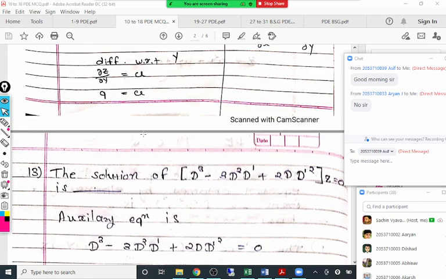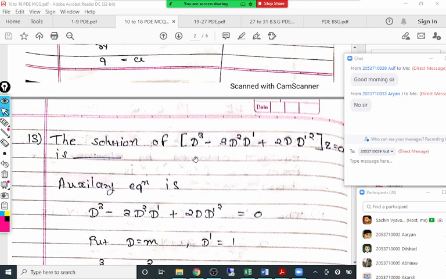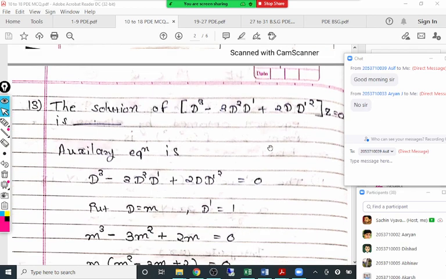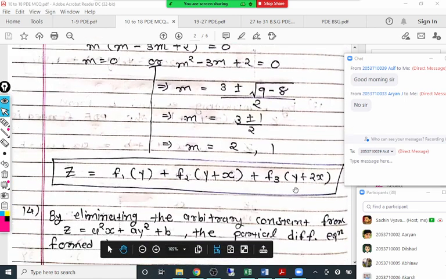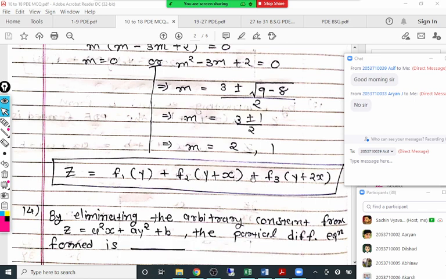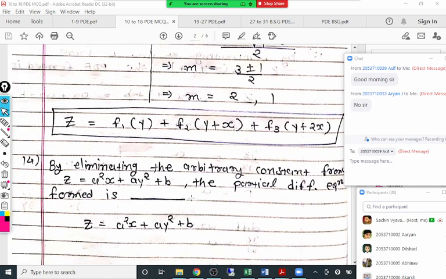13th, the solution for D cube minus 3D square. Okay, this is a third order PDE, but you'll observe you have to find the roots of the auxiliary equation. Once we get the roots as 0, 2 and 1, so f1 of y plus mx, m is 0, so f1 of y plus f2 of y plus, and this is the correct answer. Just get the roots of the auxiliary equation there. Good. Nice step by step completed, Neil.